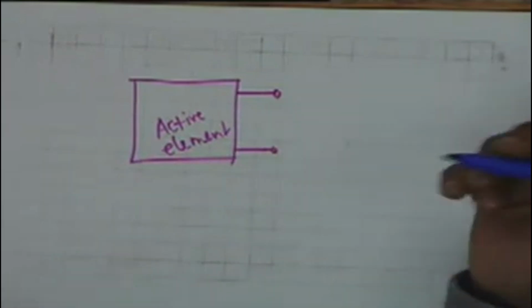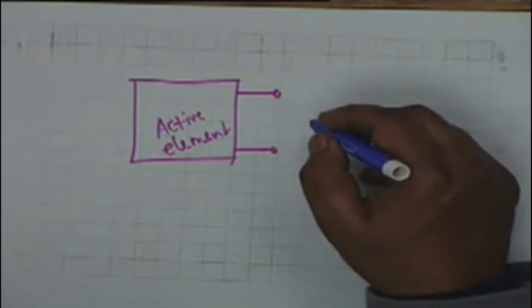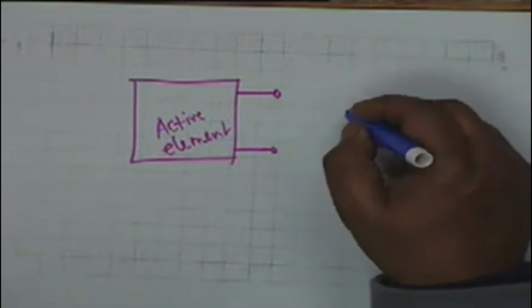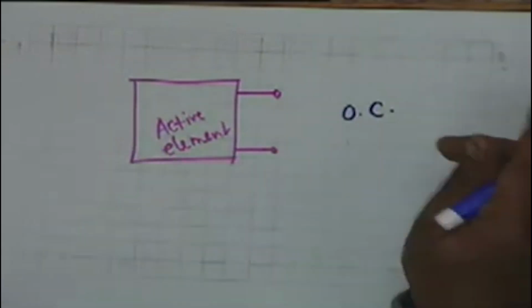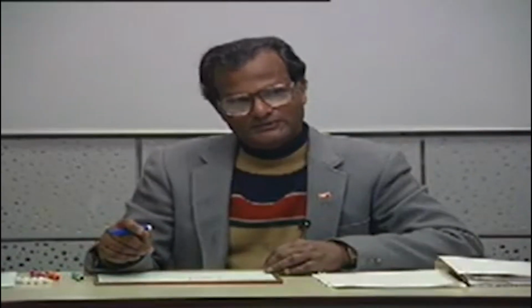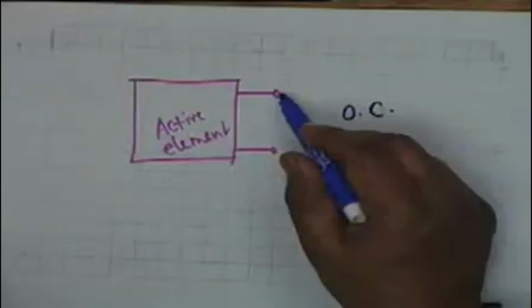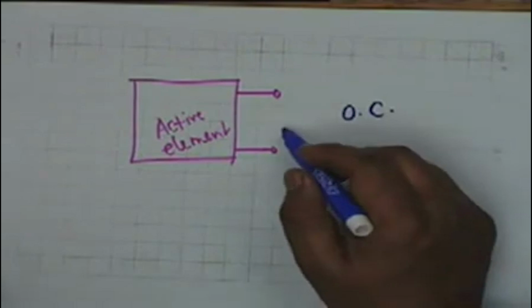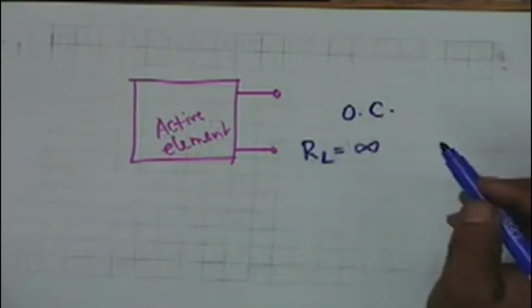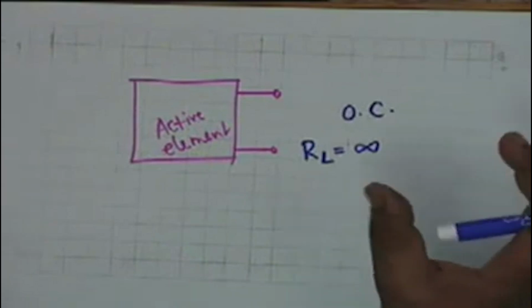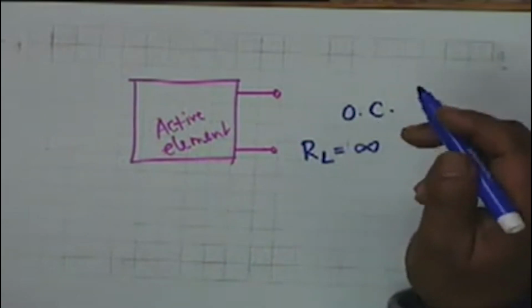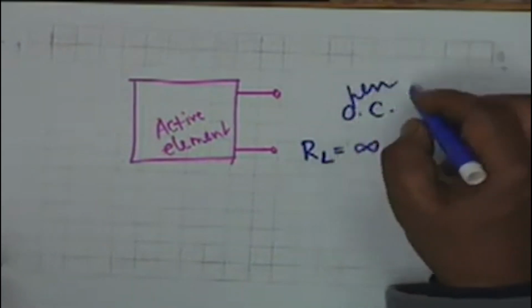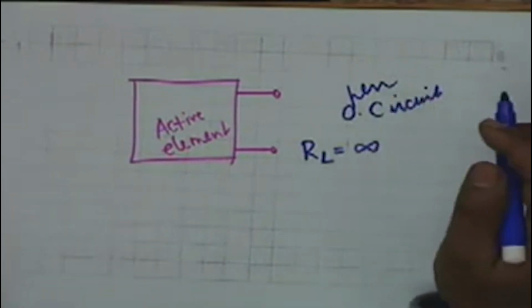That is, if there is no termination at all, that is, the load resistance is infinite, then this condition is known as the open circuit, OC. Open circuit means the circuit is opened and therefore no current can flow. One extreme condition of the load is that the load is infinity. Load is infinity means no resistance is connected across the two terminals. If no resistance is connected, then the circuit is open and therefore no current can flow, and therefore this is called the open circuit condition.